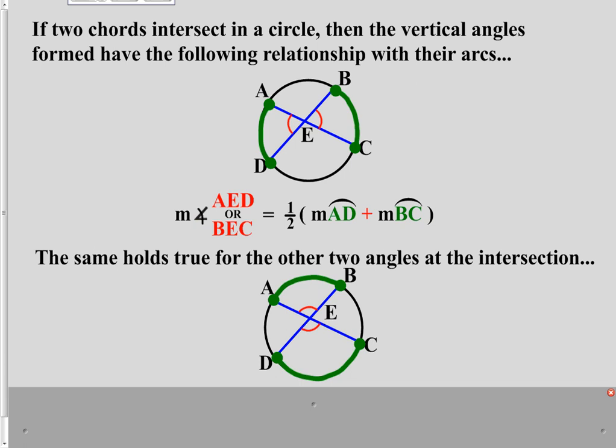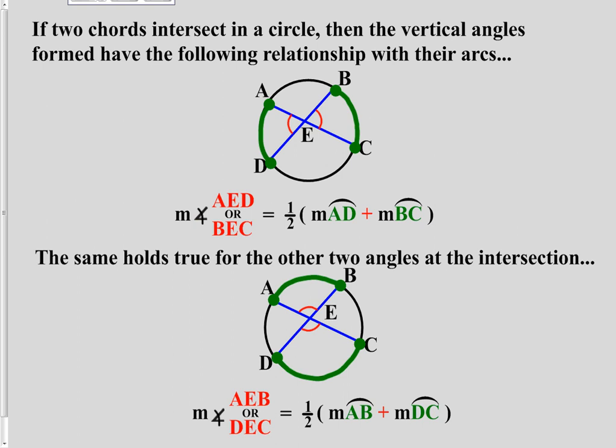Okay, but those vertical angles caught between the two chords and the arcs that are caught between the two chords, well, they have the same relationship as above. But in this case, angle AEB and angle DEC, they are congruent, of course, because they are vertical angles, and the relationship is that that angle will equal half of the sum of the two arcs caught between those two chords.